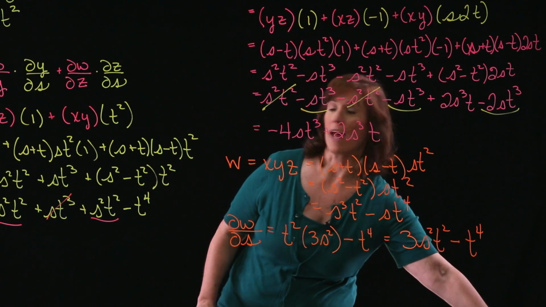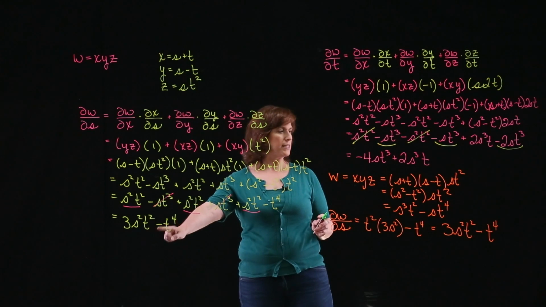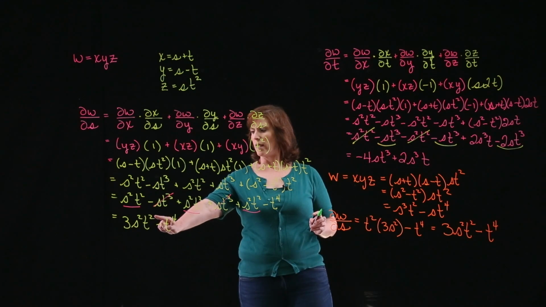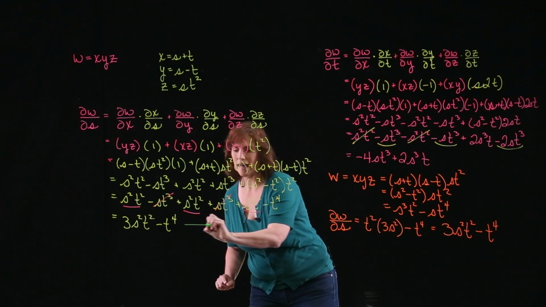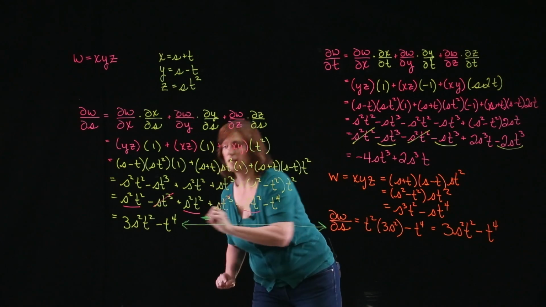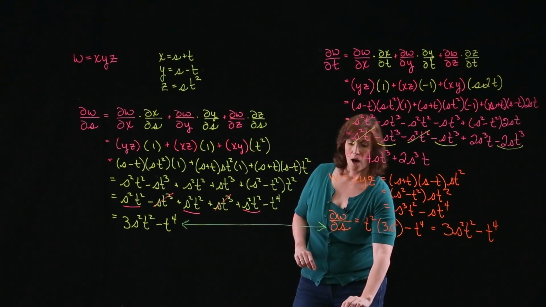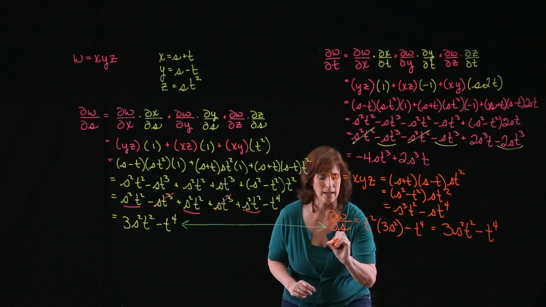And if you go back and look at the way we did this using the chain rule, 3s squared t squared minus t to the fourth. It's exactly the same thing that I got using the chain rule.